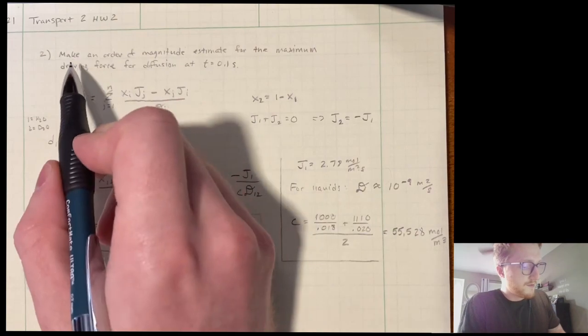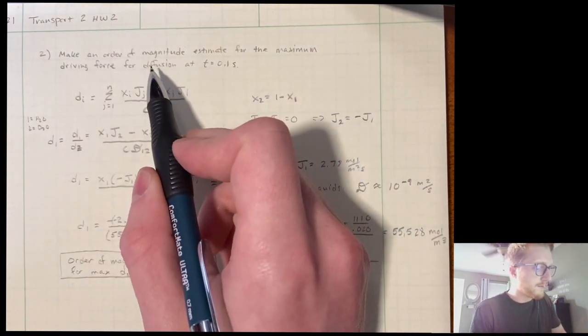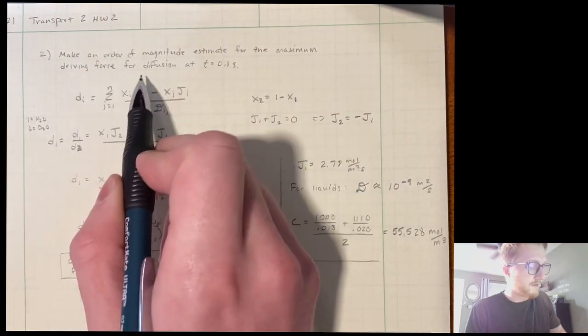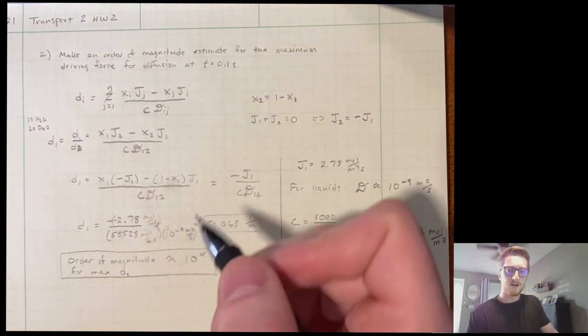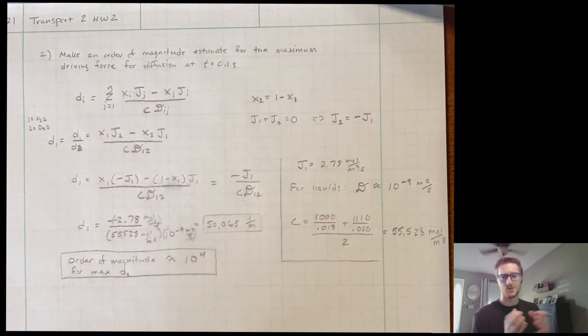Now for question 2, which is make an order of magnitude estimate for the maximum driving force for diffusion at t equals 0.1 seconds. For some background, the driving force is relatively the strength of diffusion of one component into the other.